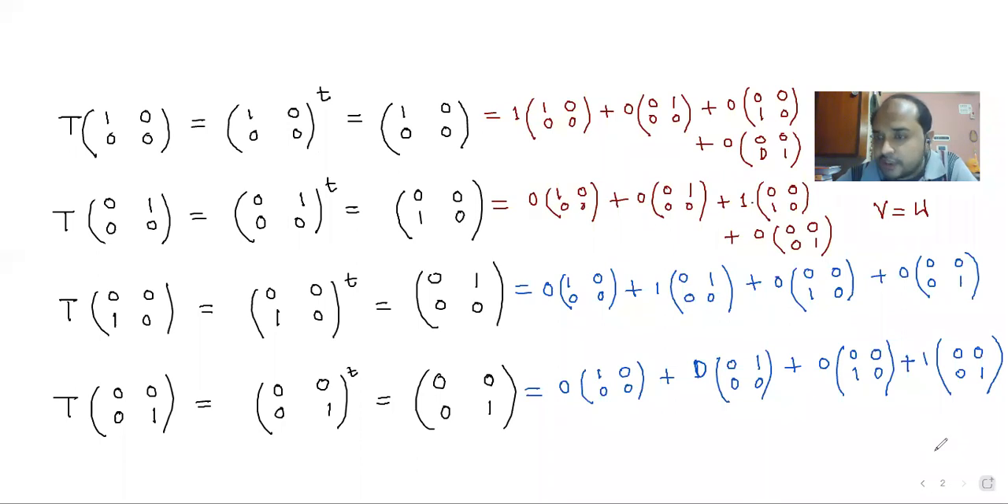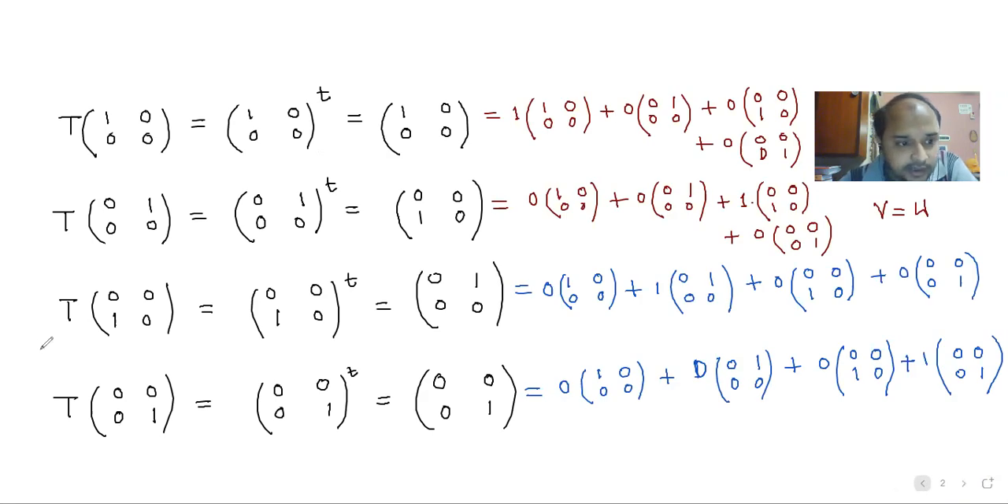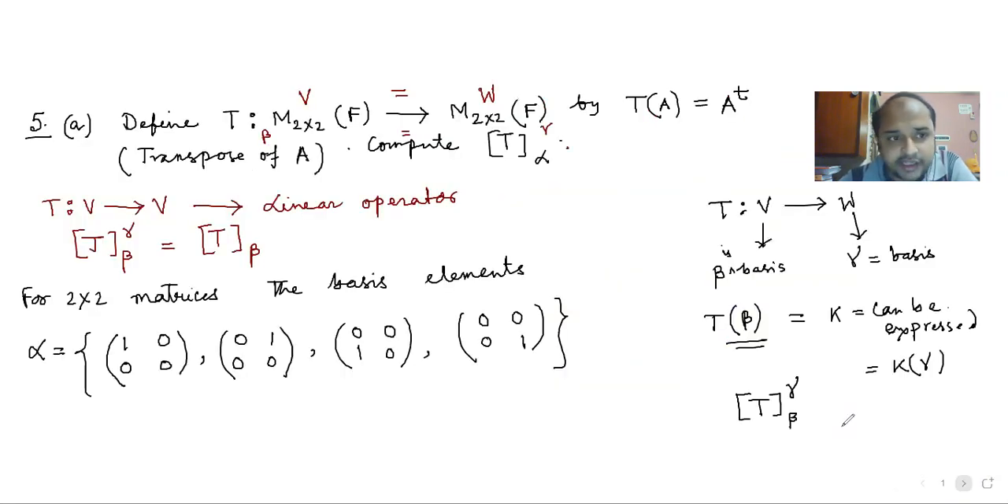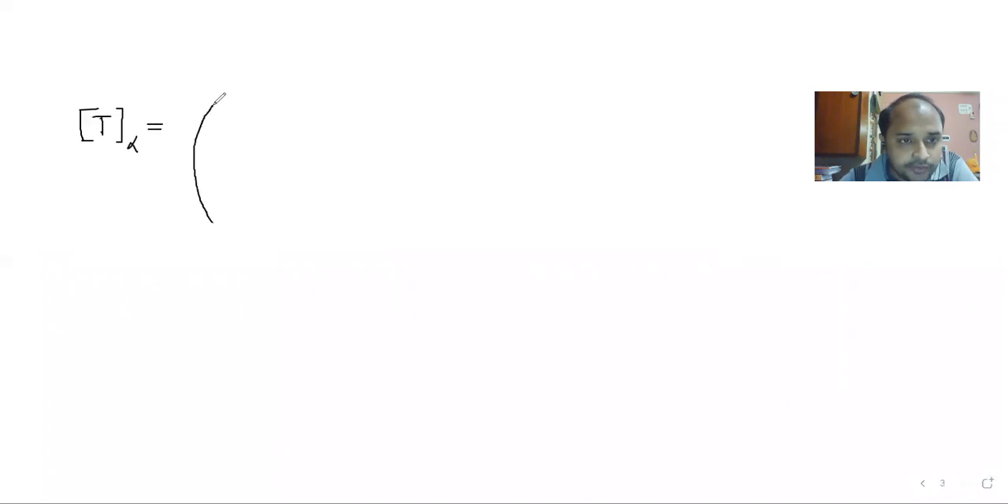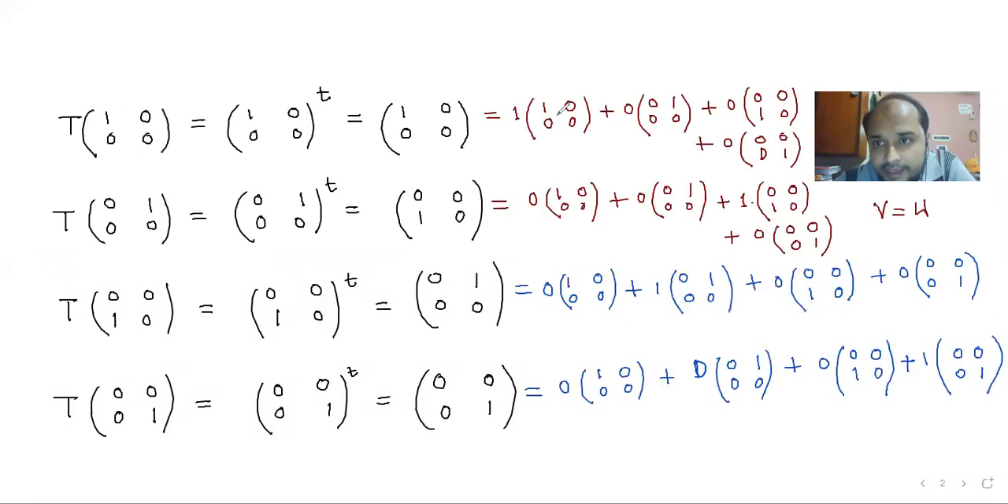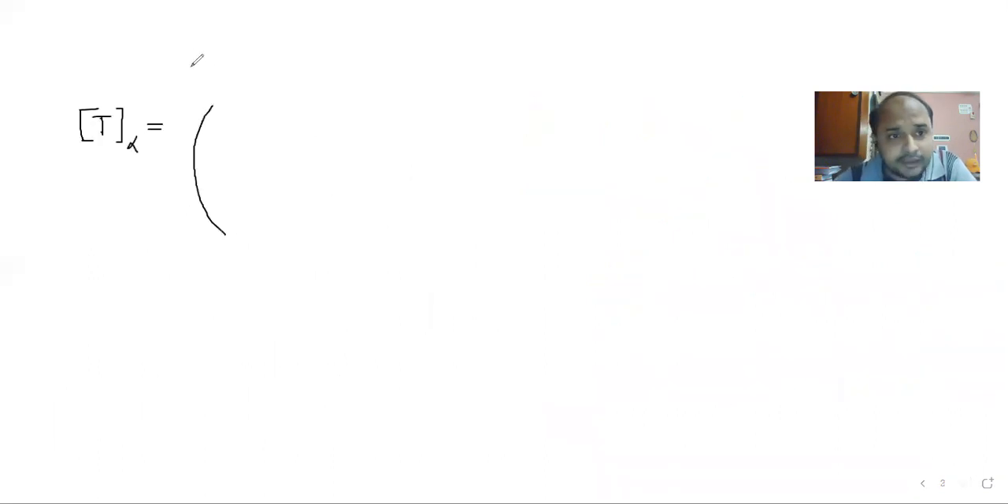So I'm going to the next page. My matrix T with respect to the basis alpha, the basis alpha being this one, will be as follows. So remember, we have to write the coefficients as the matrix elements. We do not write the coefficients as 1, 0, 0, 0 row wise. We actually write it column wise. Okay, we actually write it column wise. So I am going to represent it in the following manner.